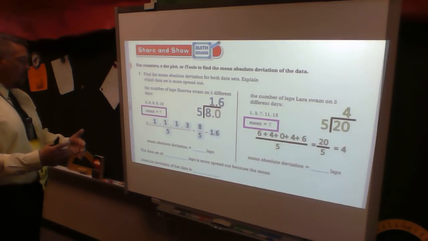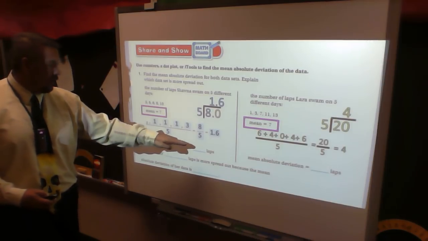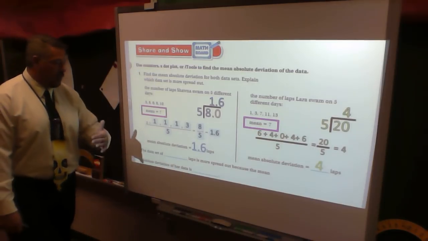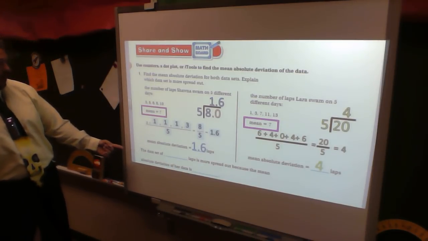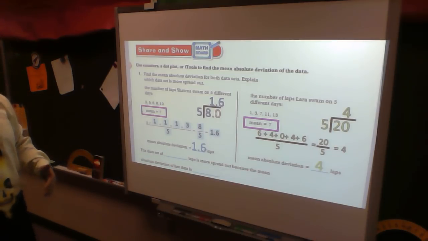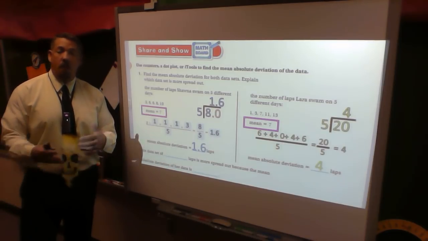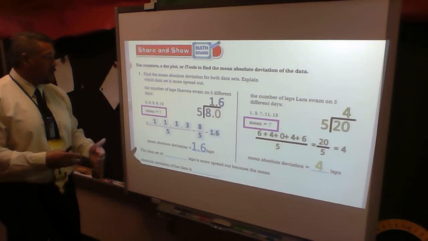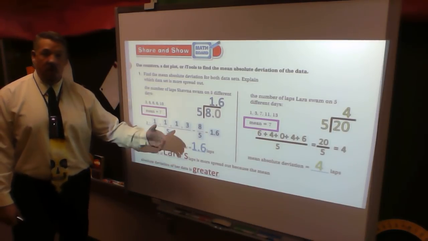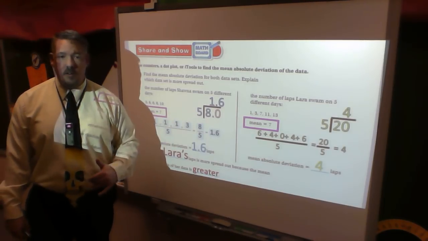So then I have to look at my comparisons. If my mean absolute deviation on the first one is 1.6 and on the second one it is 4, the question is asking the data set of blank laps is more spread out because the mean absolute deviation of our data is greater. Which person has greater, Shauna or Laura? Well, Laura's laps is more spread out because it has a greater deviation.